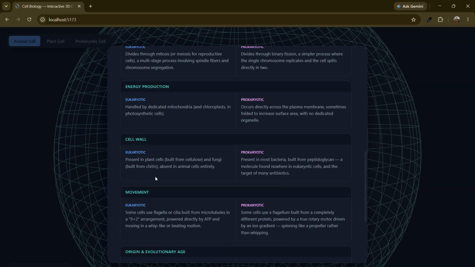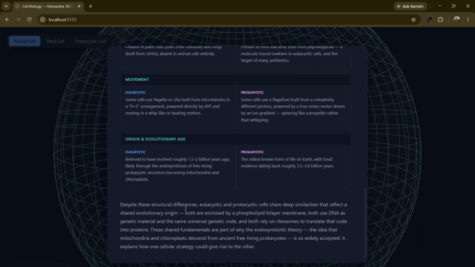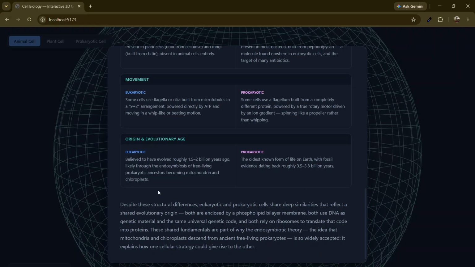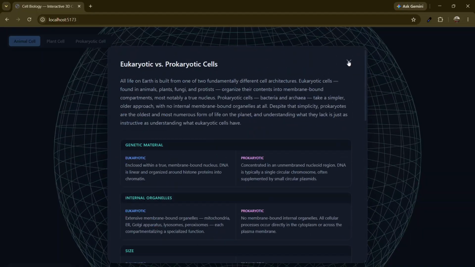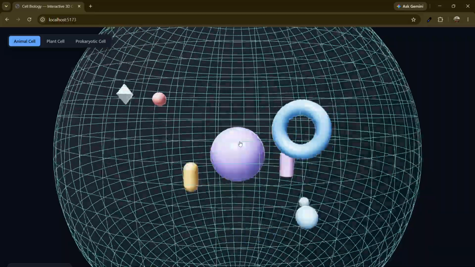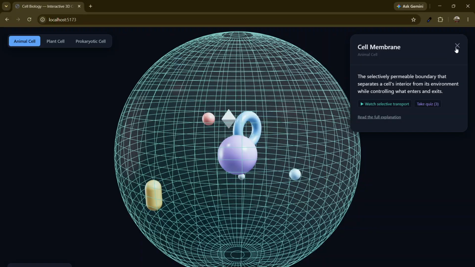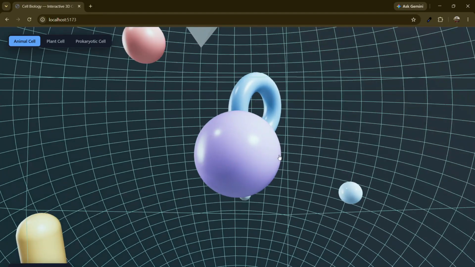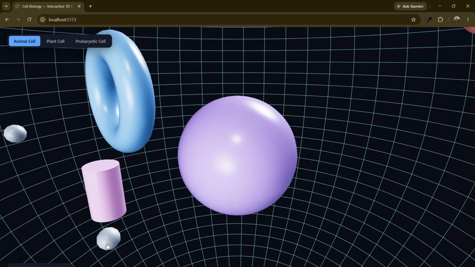You've got cell wall movement, origin, and evolutionary age. And then at the bottom here, I've got a little summary here, which is kind of cool. All right, so here's this. I can move this around, right? And I can zoom out. Oops, I accidentally clicked. Let's go inside of the cell. All right, we're inside. So I can click on anything. Let's click on this bad boy right here.